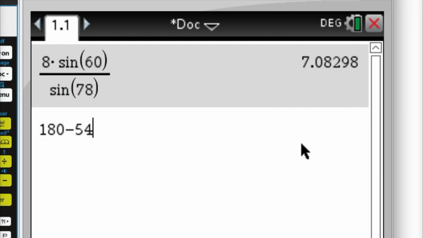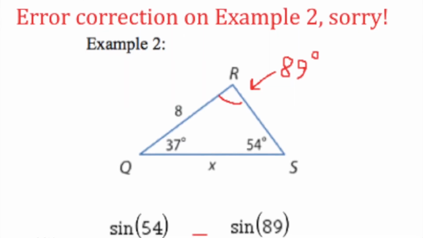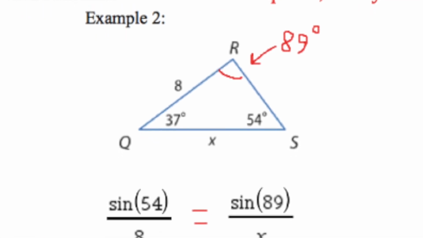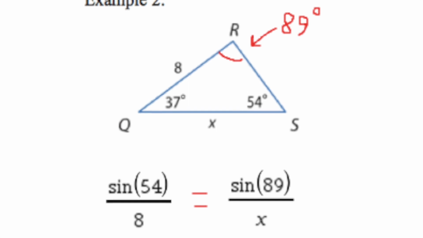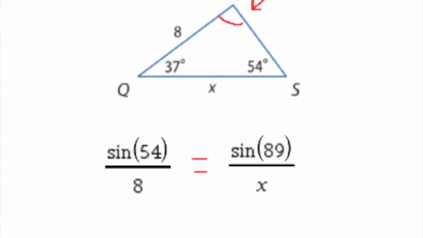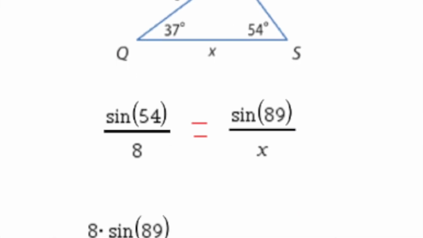What did I say? 54 and 37. That's going to be 89. Oh, that's really close to a right triangle. 89. Then we can do this. If we just rearrange some of the algebra, that gives us 6.473 in the calculator. So there's a couple examples where you're supposed to use law of sines.